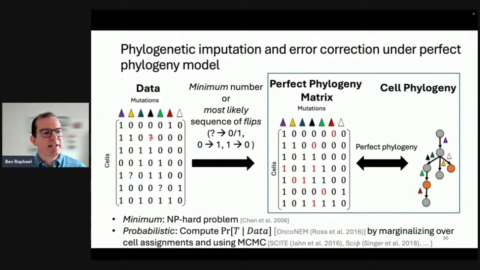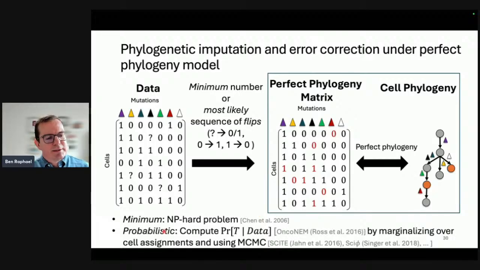So we need to fill in each of the missing data, each of the question marks, with either a 0 or 1, and we might have to change zeros and ones and correct them when they're errors. And if we try to do that with the minimum number of edits, this is also an NP-hard problem. So in this case of the simplest evolutionary model, the model where we can build the tree efficiently in polynomial time, both the deconvolution problem and the imputation problem become NP-hard, difficult problems.